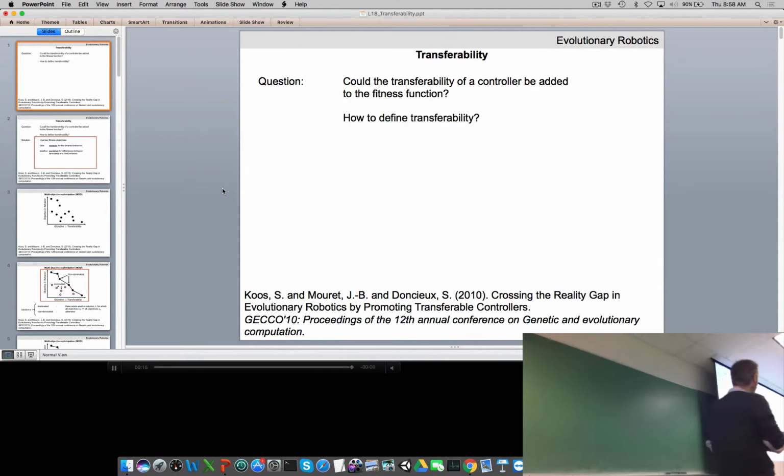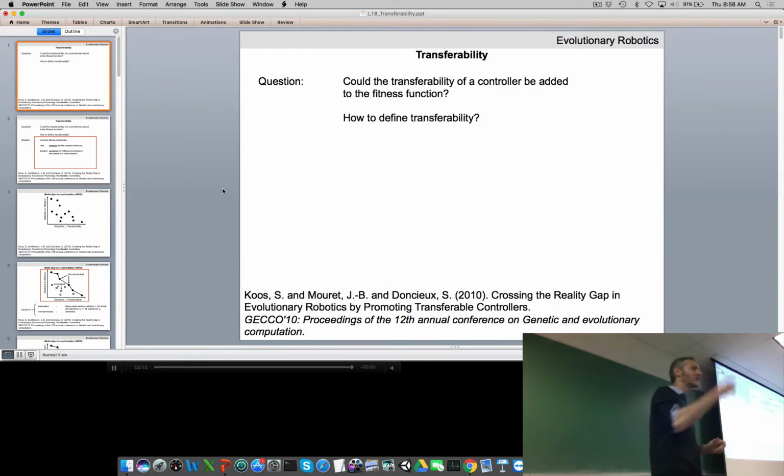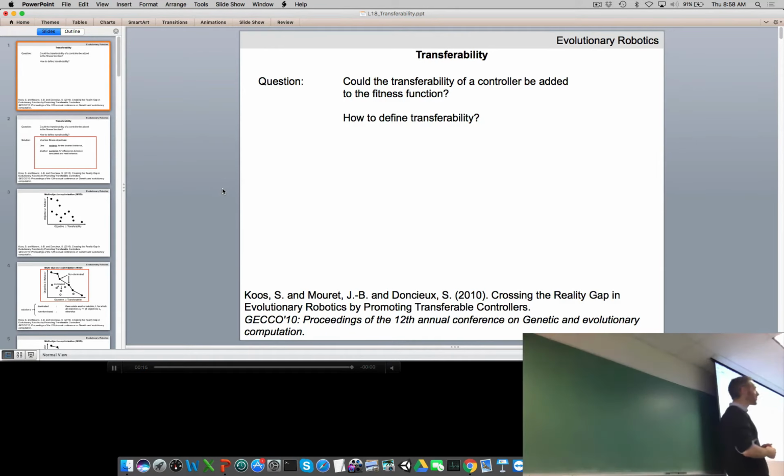So the first question they asked in this project back in 2010 is, could you actually measure the transferability of a controller and place that measurement under evolutionary control, make it a part of the fitness function? So we haven't defined what transferability is, but intuitively speaking, how might you measure the transferability of a controller?